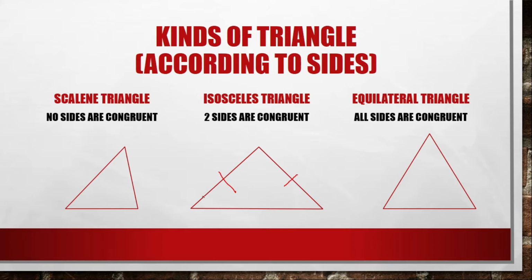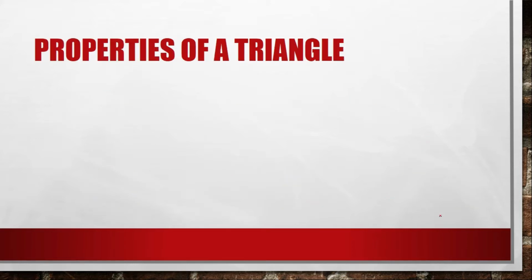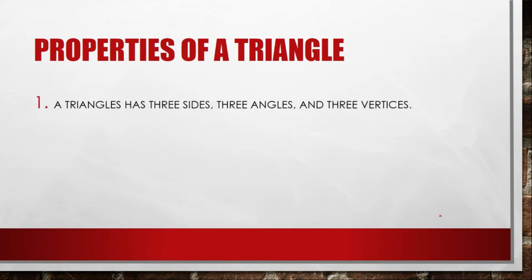When we say isosceles also, the base angles are also congruent. So if this is 45 and this is 45, therefore it is an isosceles triangle. Equilateral triangle, all sides are congruent. So pag 3 dito, dapat 3 din dito at 3 din dito. So gets? Okay, so there are also properties of triangles.